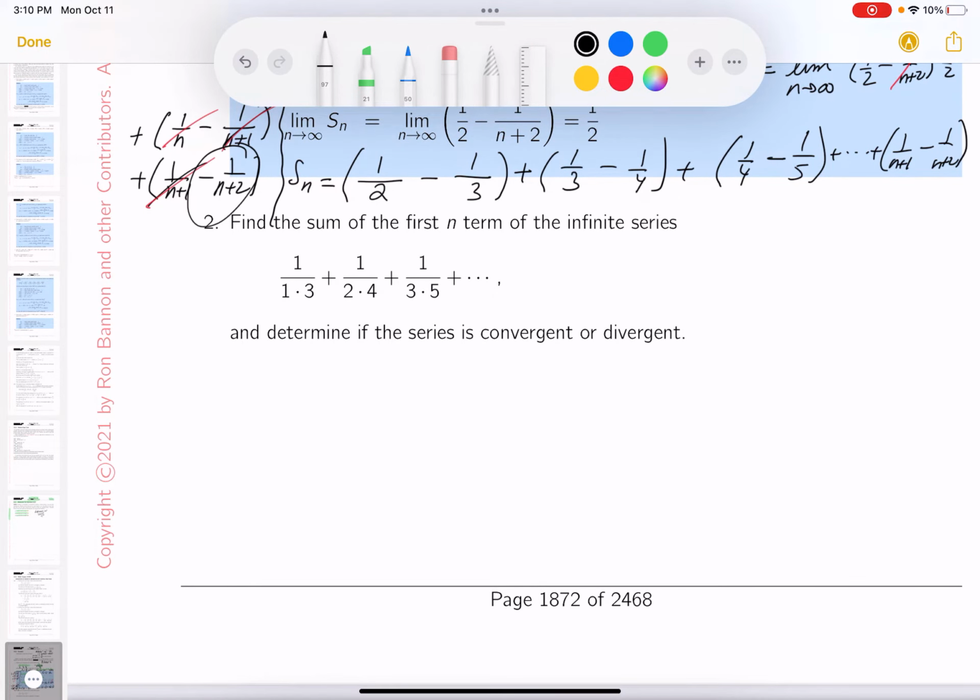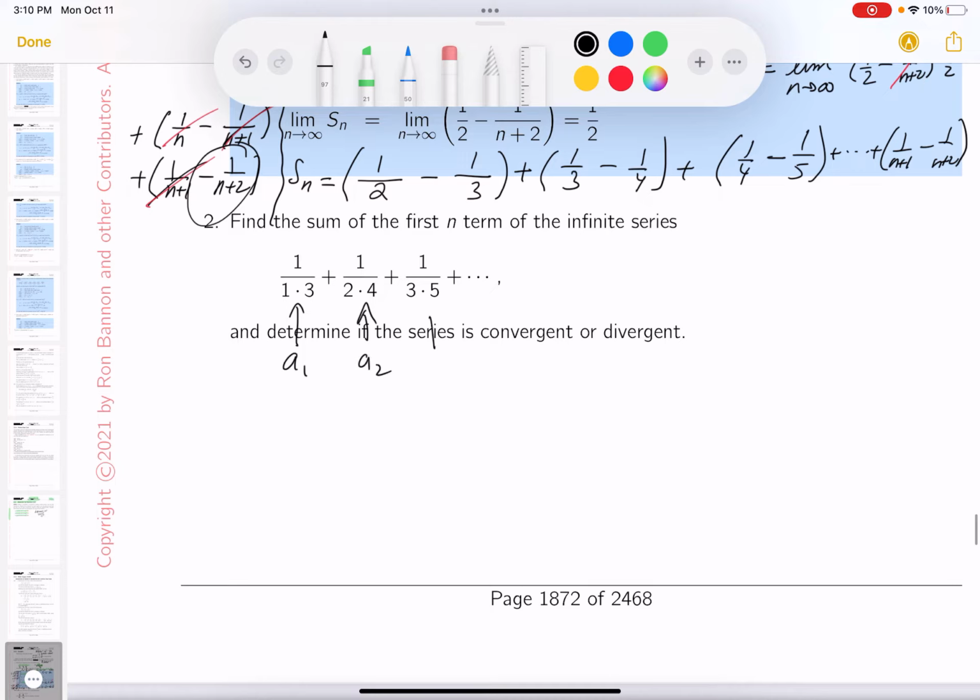As I do it, I'm looking for this term over here. This is a1. This is a2. And this is a3. Let's write down an and look at it. Looks like n. And let's see, 3 to 4. Looks like it goes up by 2, right? So I'm going to say n plus 2. I'm going to check it and see if that's true. If I start at 1, I get 1, 3. 2 would give me 2, 4. 3 would give me, yeah, it looks beautiful.